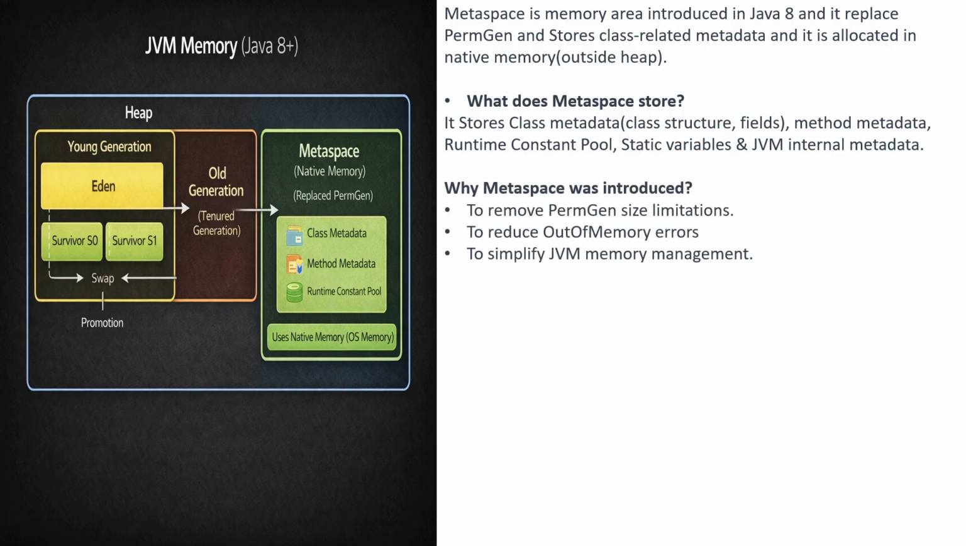So why was Metaspace introduced? It was introduced to remove PermGen size limitations. We know PermGen had size limitations, so Metaspace does not have any size limitations. It grows when required. It helps to reduce out of memory errors and simplifies JVM memory management.